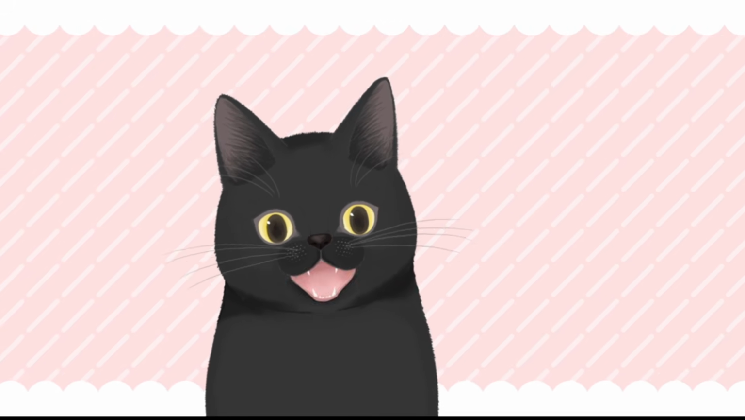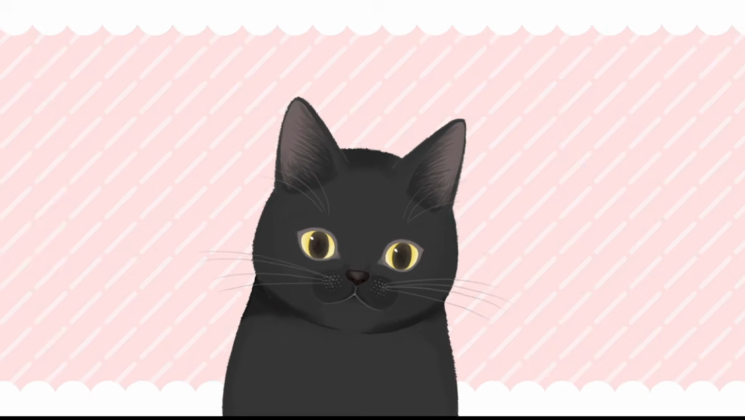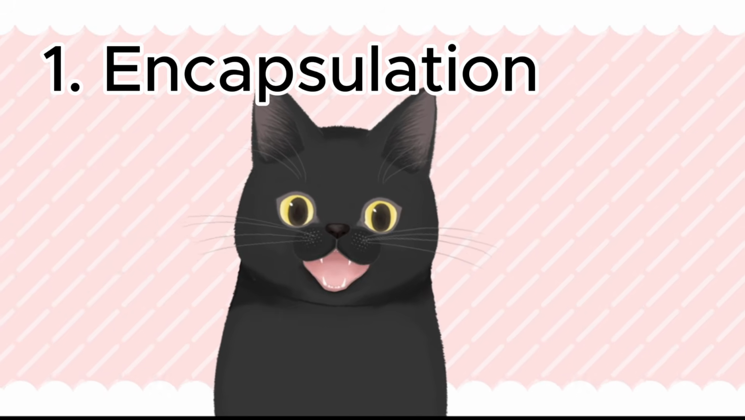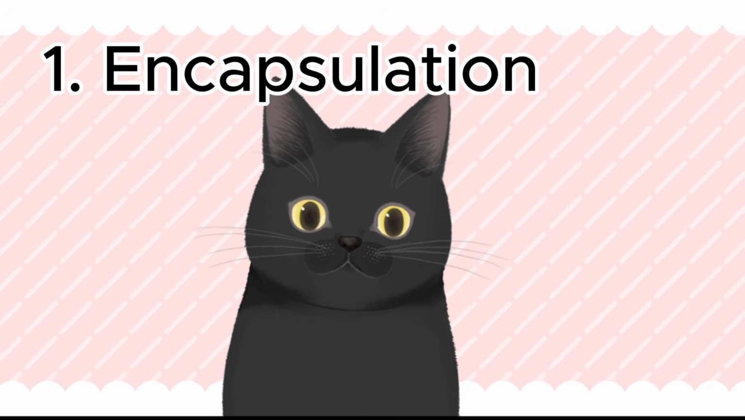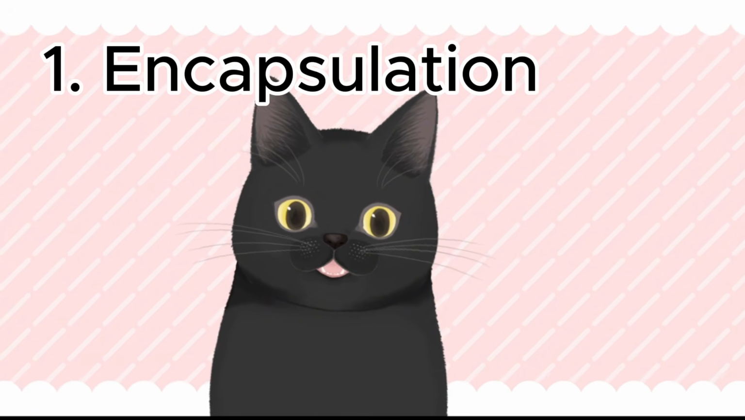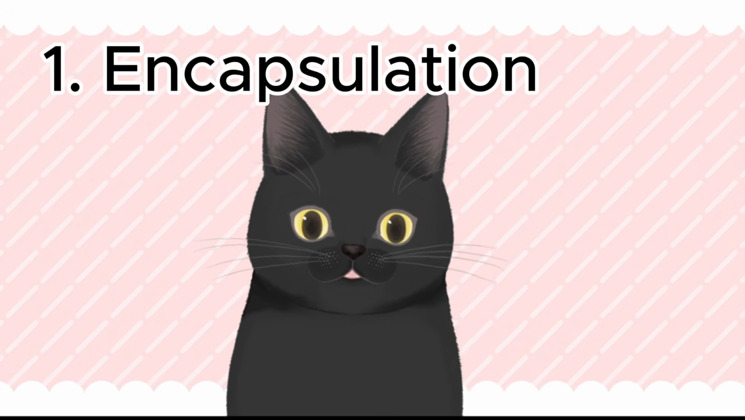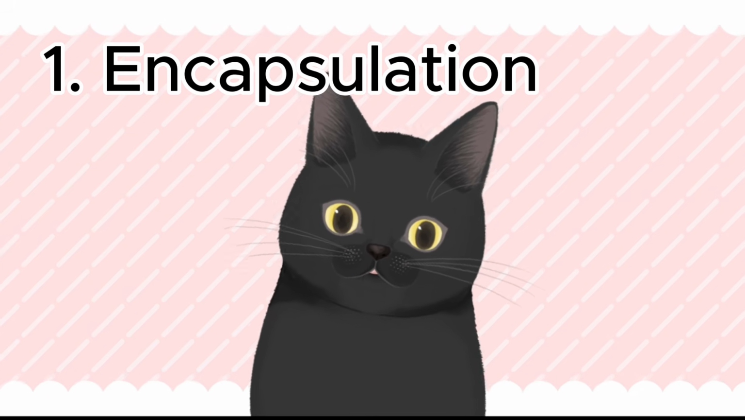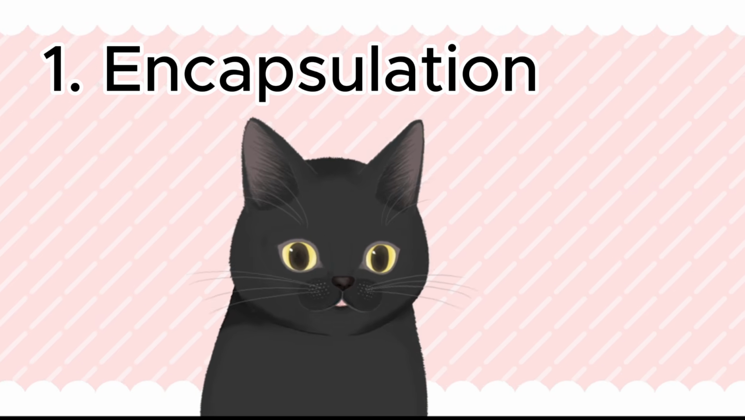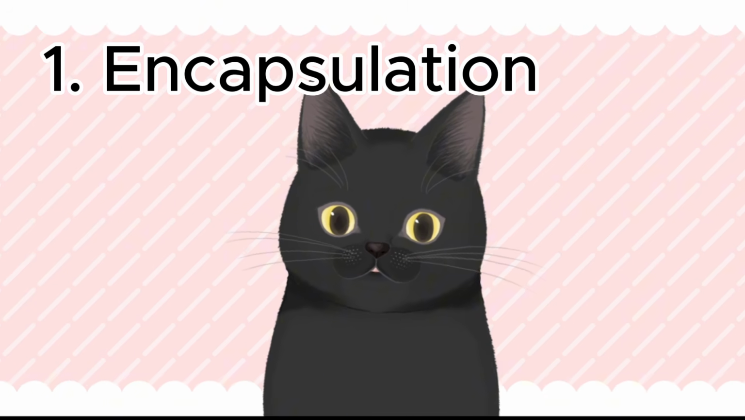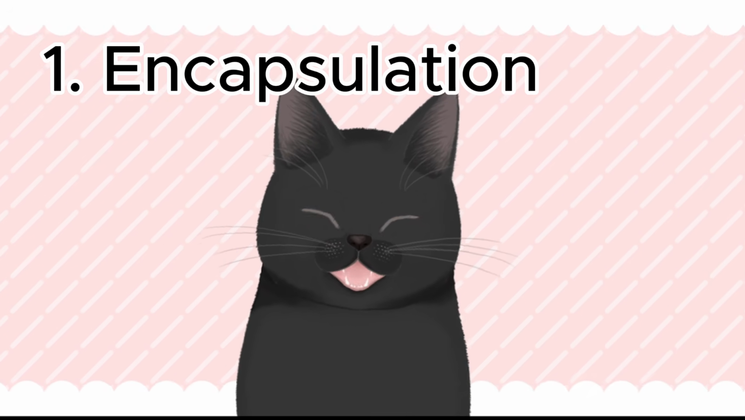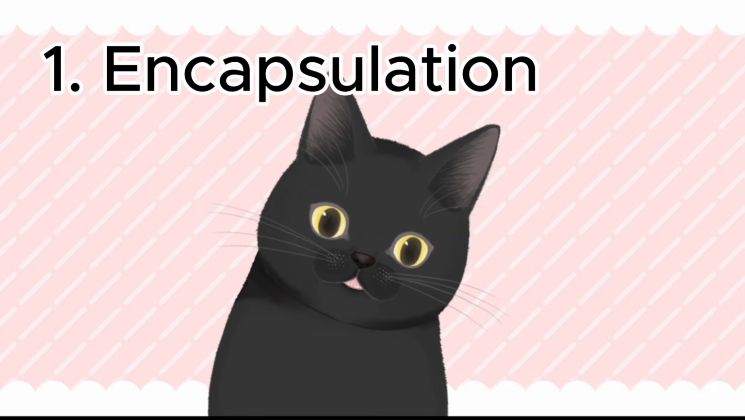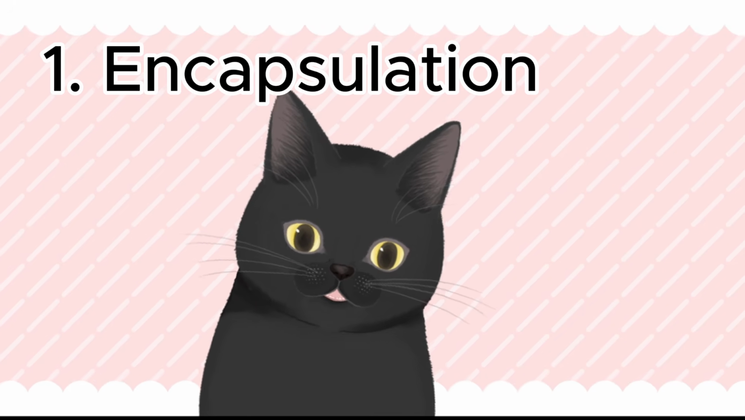OOP is built on 4 core ideas. Think of them as rules of the game. First, encapsulation. Keep things together. Data and behavior live in the same place, like a coffee machine. You press a button, coffee comes out. You don't need to know what's happening inside. That's encapsulation. Hide the complexity.